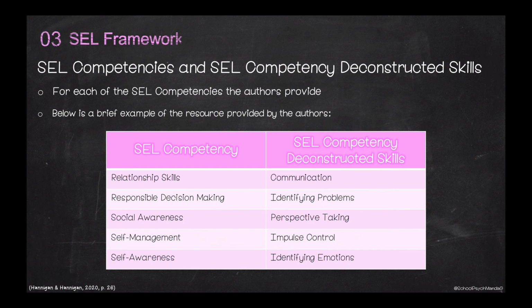Responsible decision making, one example of a deconstructed skill would be identifying problems. Social awareness, an example would be perspective taking. So maybe if the student is very egocentric, and for the older students that they only view the world through their own eyes, then maybe an intervention would be working on perspective taking. So maybe support staff, the social worker, school psychologist, or school counselor would then target that skill with the student in terms of doing things like bibliotherapy, reading books to the child, having them practice taking perspective of the characters, and teaching them what perspective taking means, giving the student a pre-test, teaching the skill, and then giving them a post-test to measure student progress.